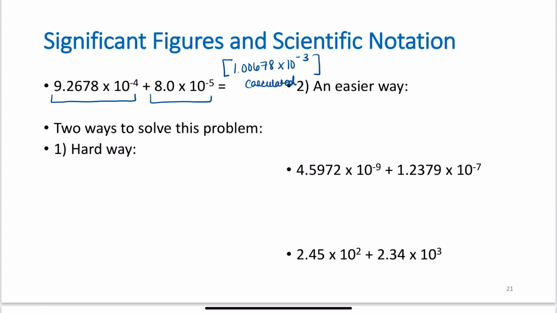2 ways we can do the hard way. Take it out of scientific notation or match the exponent. Let's take it out of scientific notation first. 9.2678 times 10 to the negative 4 is 0.00092678. 8.0 times 10 to the negative 5 is 0.000080.